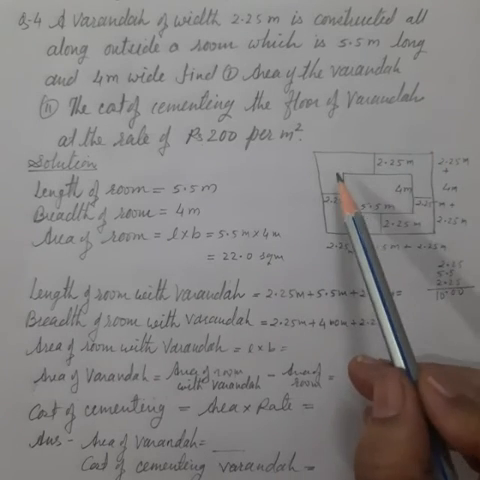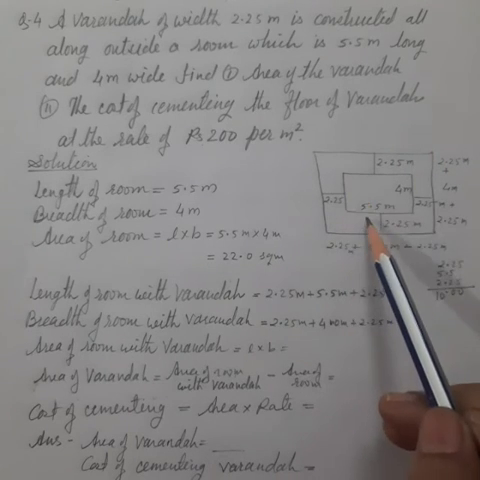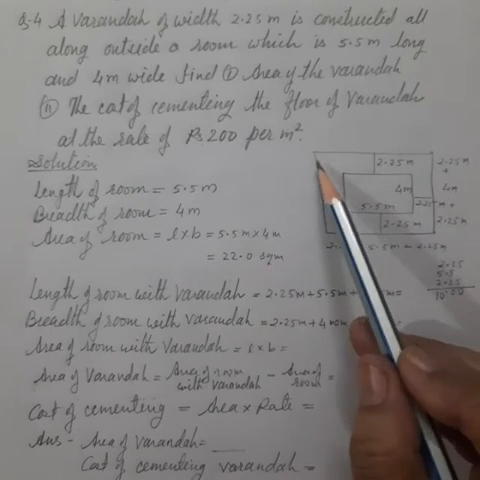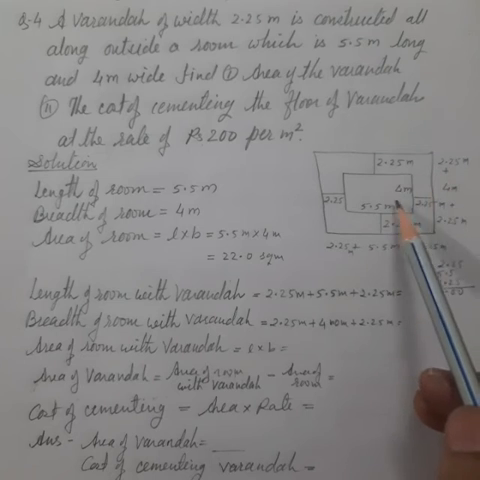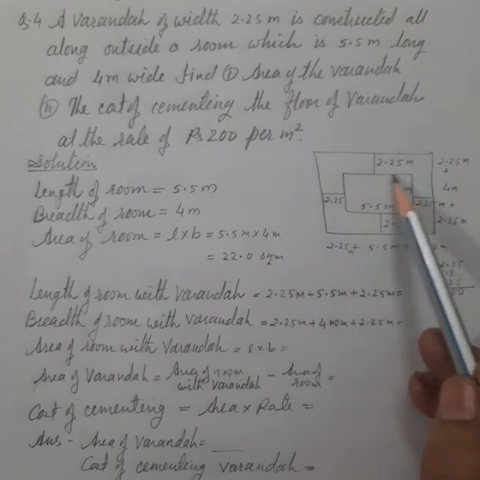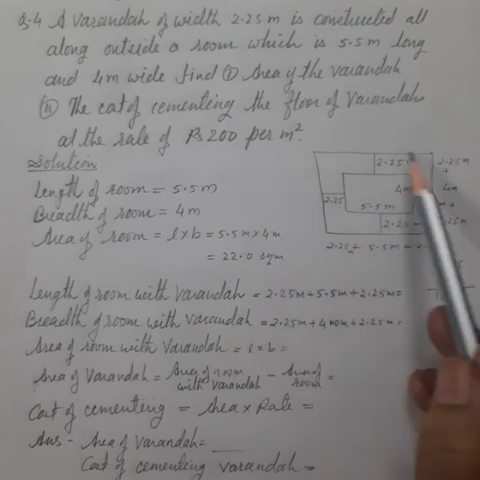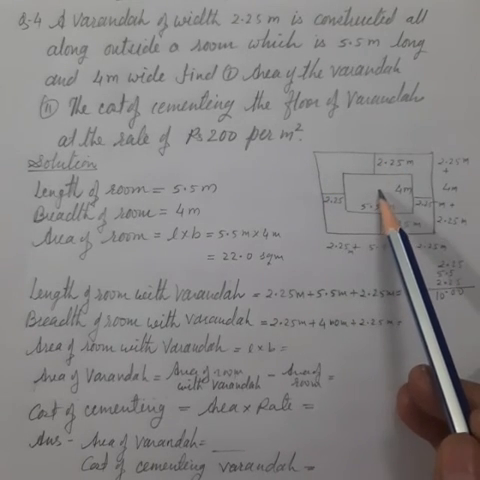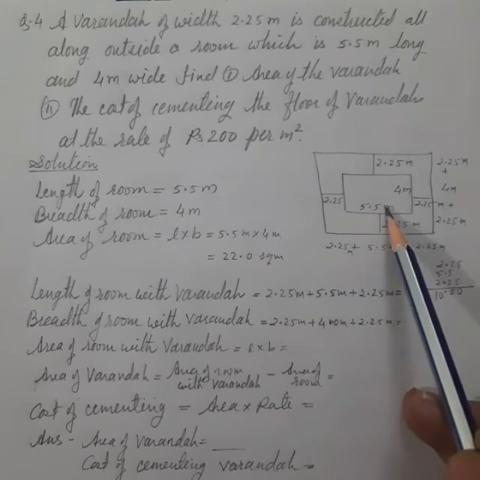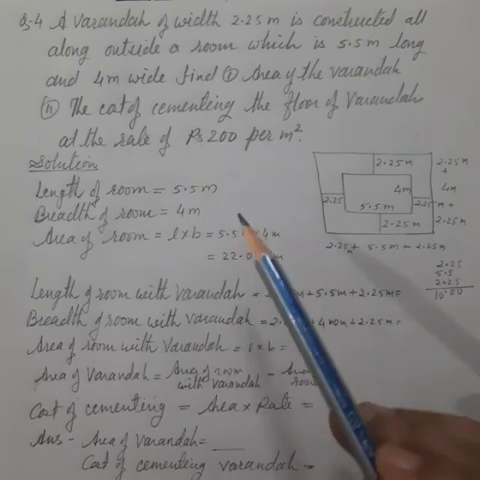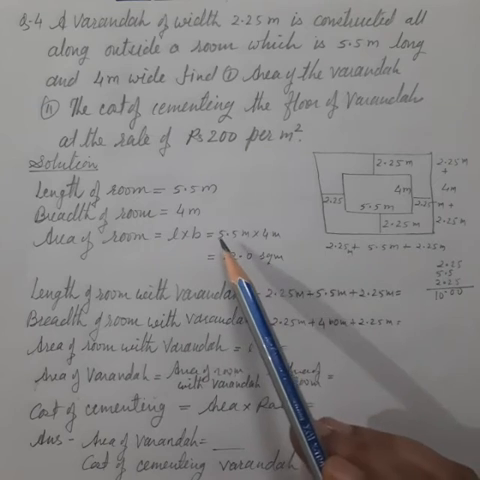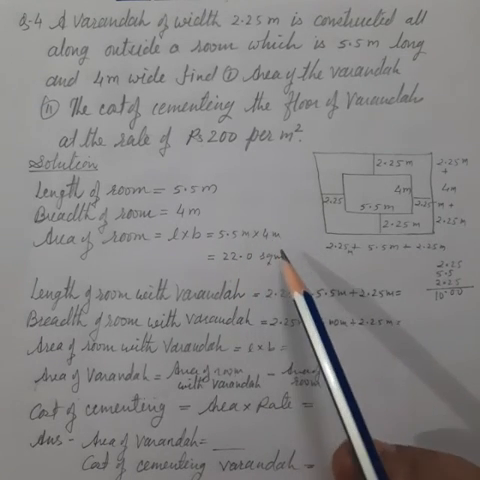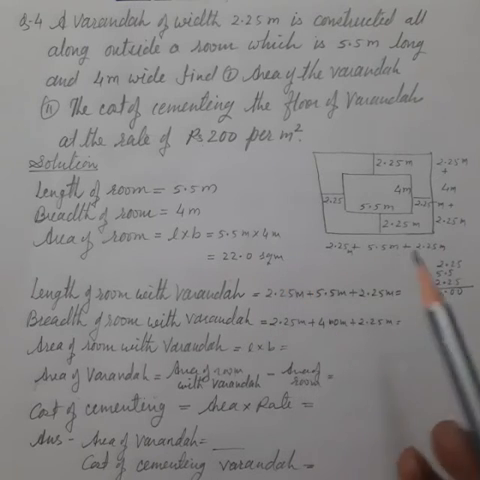To find out the area of the veranda, we have to subtract the area of the room from the total area. That means we have to subtract the area of the inner rectangle from the area of the outer rectangle. First, let us find out the area of the room. Length is 5.5 meter, breadth is 4 meter. So multiply. We get 5.5 into 4, 22.0 meter into meter, square meter.